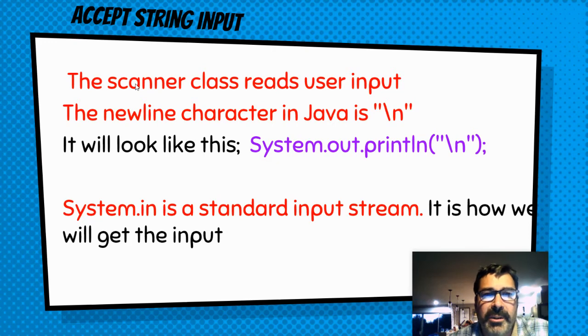We need a scanner to get the user input. It does some weird things with the formatting, so we're going to basically put some of the text down on the next line. So that's helpful. And then system.in is the input stream. So that's going to allow us to capture the user input too. So the scanner and system.in work together. So write that down so you have some sort of idea what we're doing.